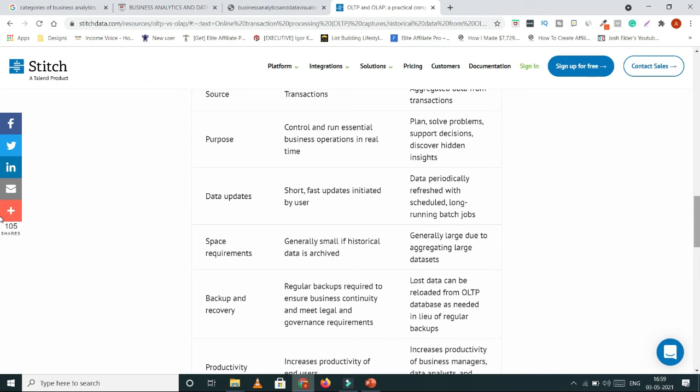In OLTP, space requirement is generally small, if historical data is archived, it is very minimal. OLAP is generally large due to the aggregated large database, because big data is used in OLAP, that's why it needs a good amount of space. In OLTP, regular backups are required to ensure business continuity and meet legal and governance requirements. In OLAP, lost data can be reloaded from the OLTP database as needed in lieu of regular backups.